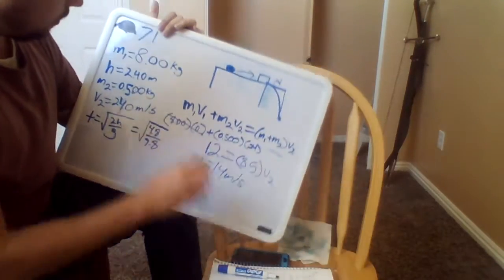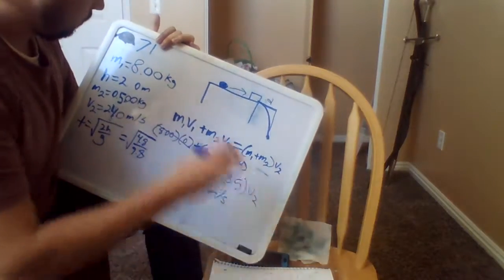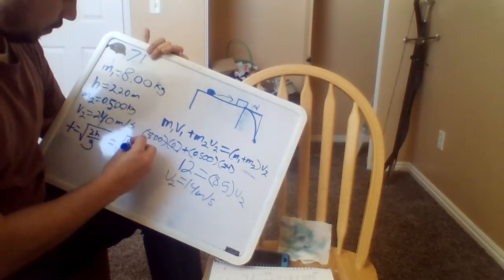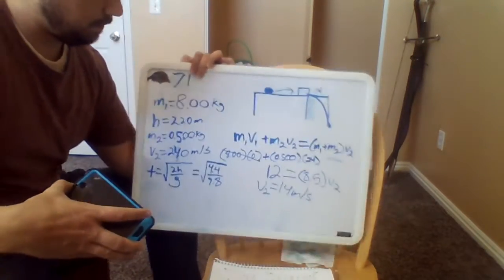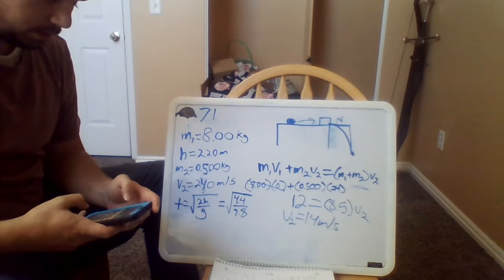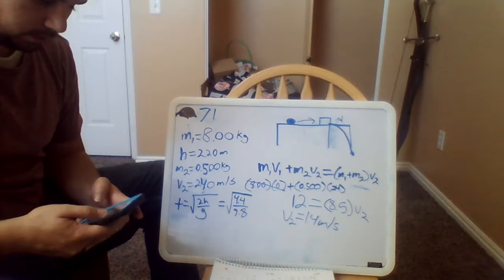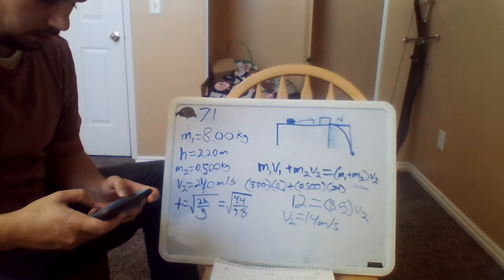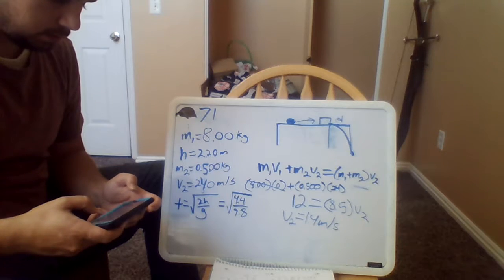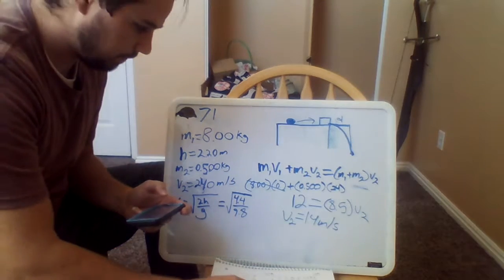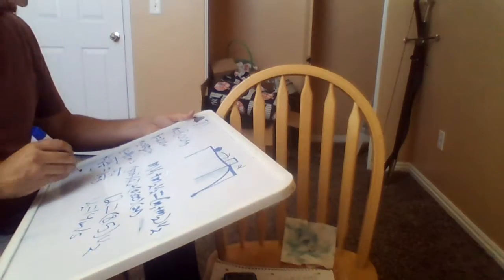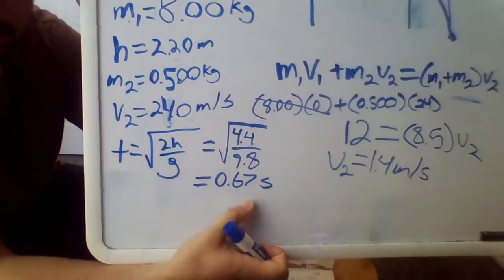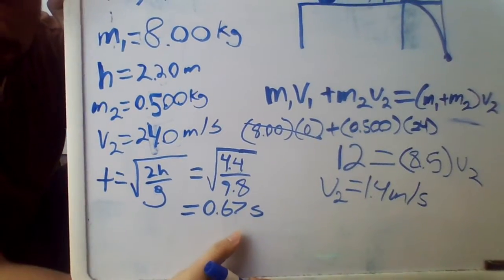Oh, I'm sorry, I got the height wrong. It's 2.2. 2.2, so we actually have 4.4. So let me calculate that real quick. We have 4.4 divided by 9.8. And we're taking the square root of that. So that's 0.67. And that's seconds. So we're in the air for 0.67 seconds.